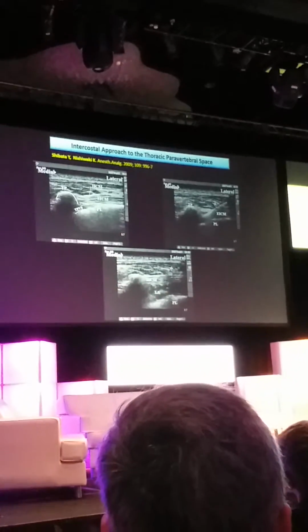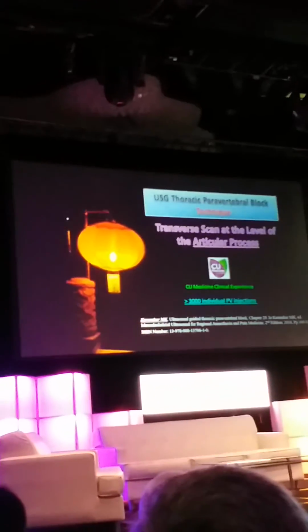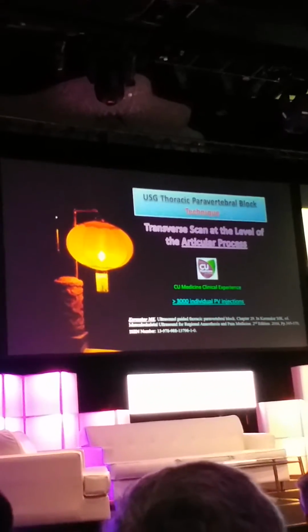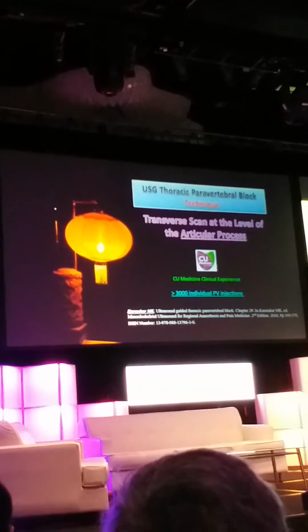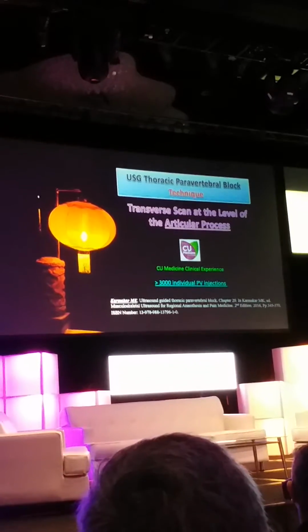While this is perfectly effective, we chose to perform the injection at the inferior articular process. And there are some reports in the literature on this by Dr. Lewitt and Dr. Gautier and the group. Today, we're proud to say we've performed more than 3,000 individual injections, either single or multi-level, and we've had no complication relating to this.